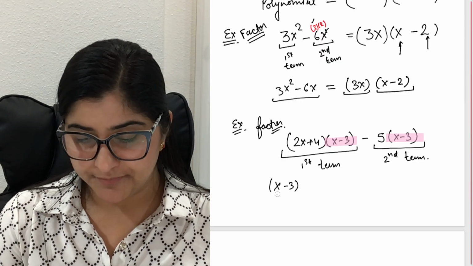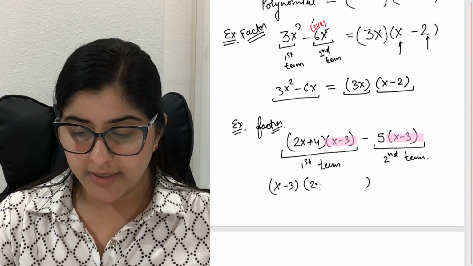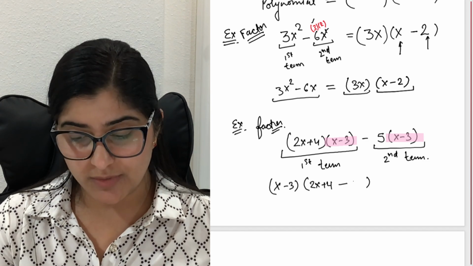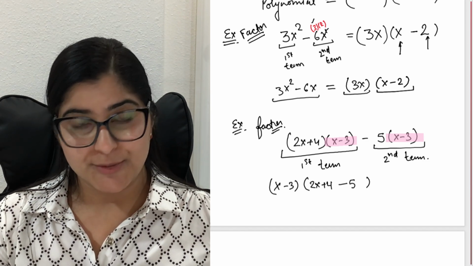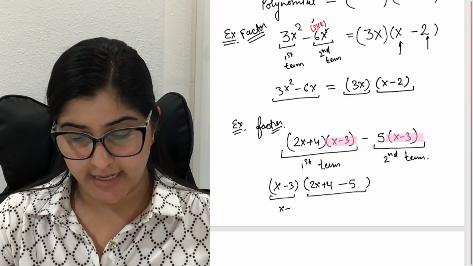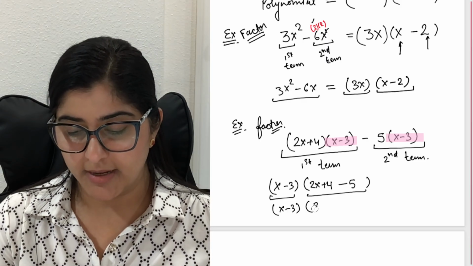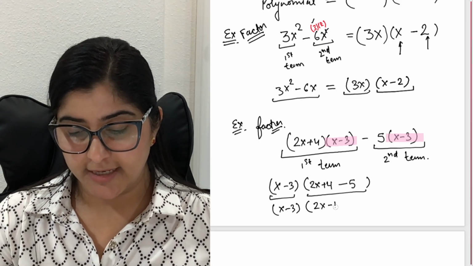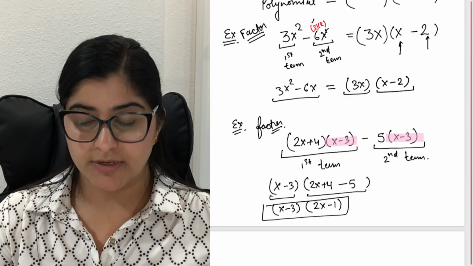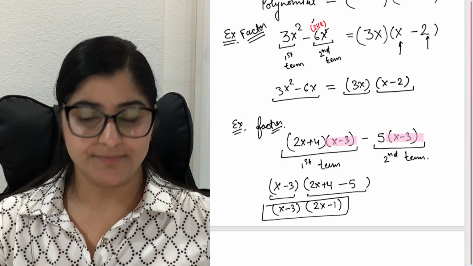And the second bracket is, what is remaining at the first place? Only 2x plus 4 is remaining. Then the minus sign. What is remaining at the second place? Only 5 is remaining. Can you simplify inside the brackets? Yes. The first bracket is already simplified, but in the second bracket we can combine 4 and minus 5. That will give you minus 1. So we write this polynomial as a product of two other polynomials, or in other words, we factor this polynomial.